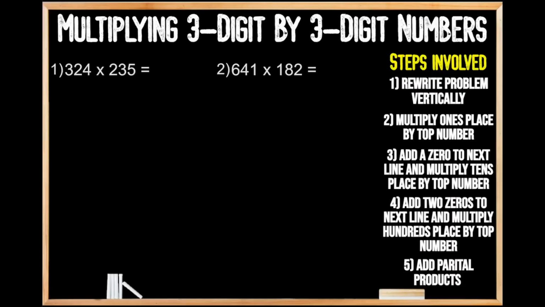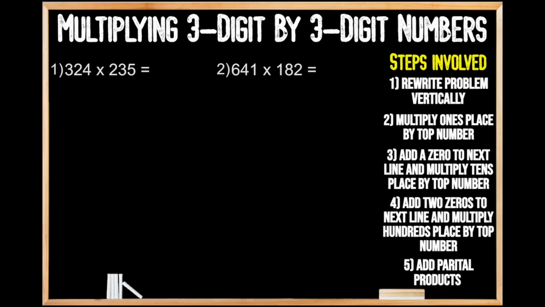Today we're going to be looking at how to multiply a 3-digit number by a 3-digit number. And by the end of this video, you'll know the steps involved when multiplying 3-digit numbers by 3-digit numbers. So let's get started. So in question number 1, we're being asked to multiply 324 by 235.